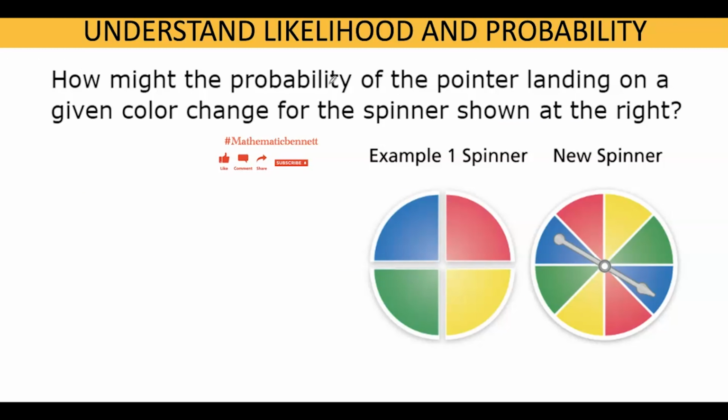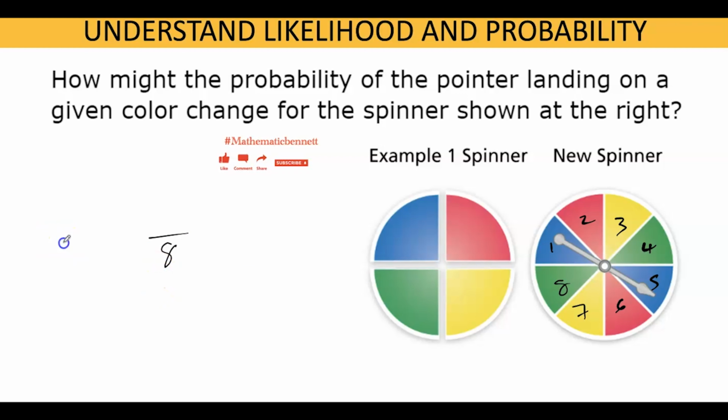How might the probability of the pointer landing on a given color change for the spinner shown at right? This was our spinner before, where it had 4 equal sections. If you notice now, our spinner has 1, 2, 3, 4, 5, 6, 7, 8 sections. So how would the probability change? The whole would now be 8 instead of 4.